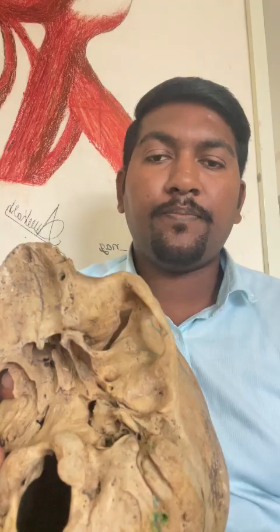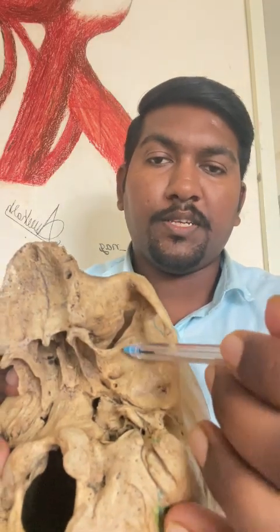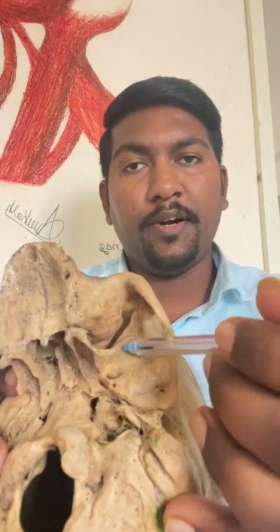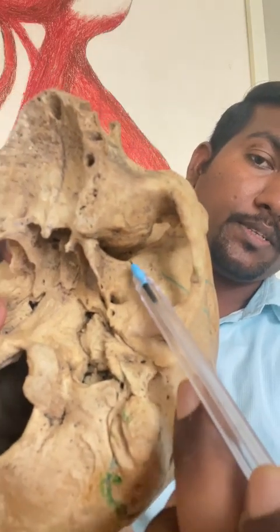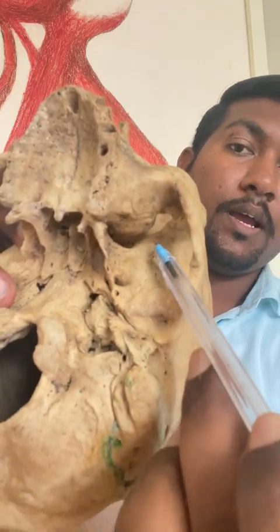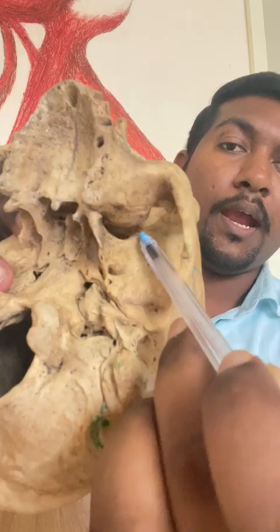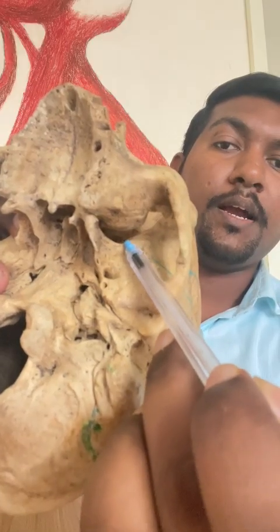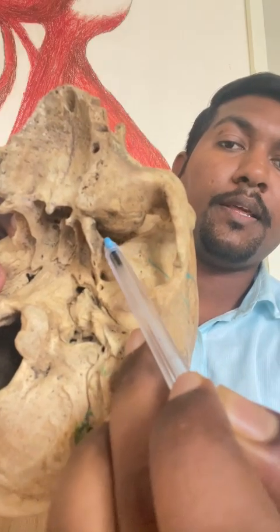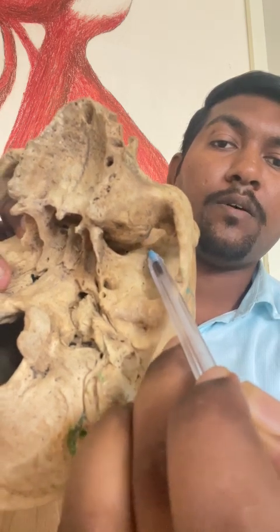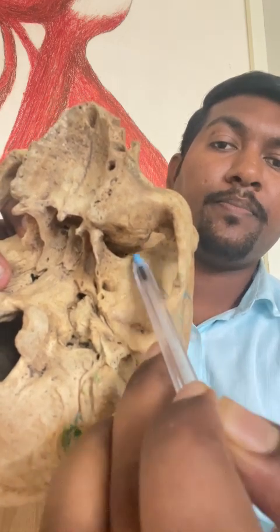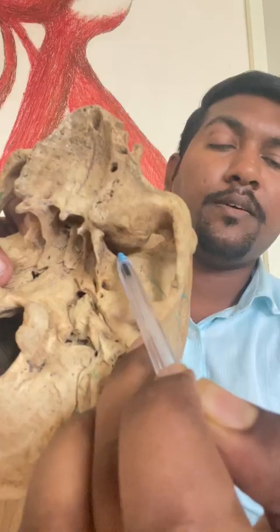Now come to the infratemporal surface of the sphenoid bone. We can see this is the infratemporal surface of the sphenoid bone, and this is the anterior margin, and this is the anteromedial margin, and this is the anterolateral margin.